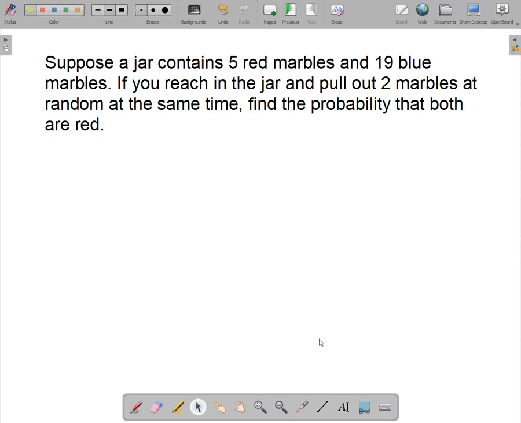All right, so suppose a jar has 5 red marbles, 19 blue marbles. If you reach into the jar and pull out 2 marbles at the same time, find the probability both are red. Give that a shot, see what you come up with. There's many ways to attack it. There's one correct answer.